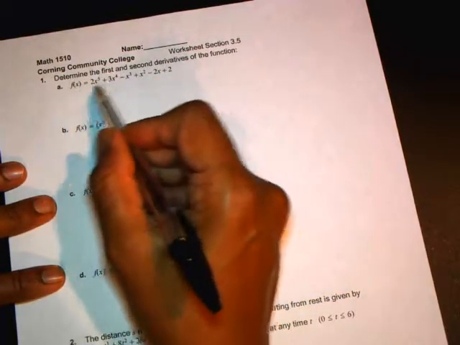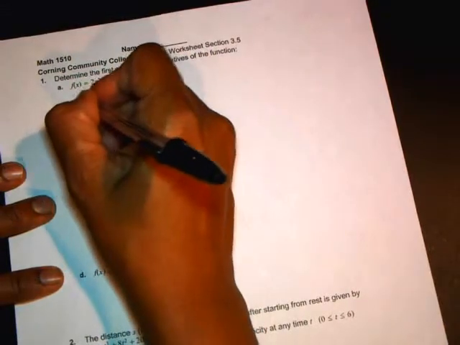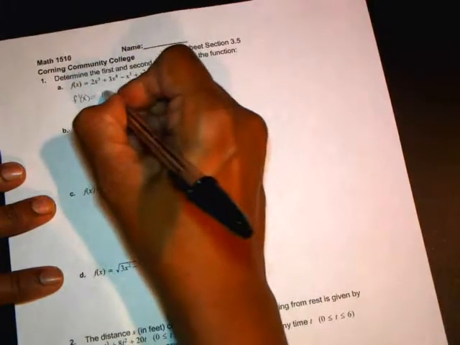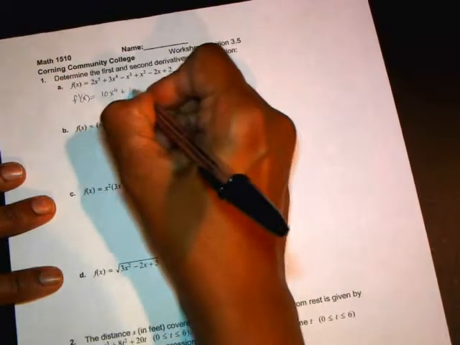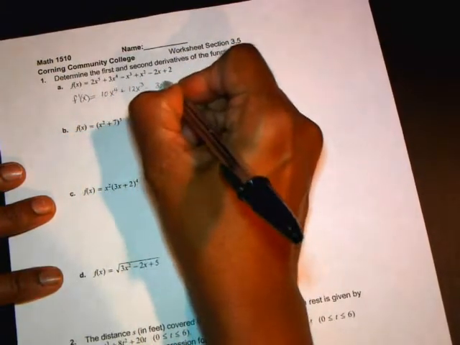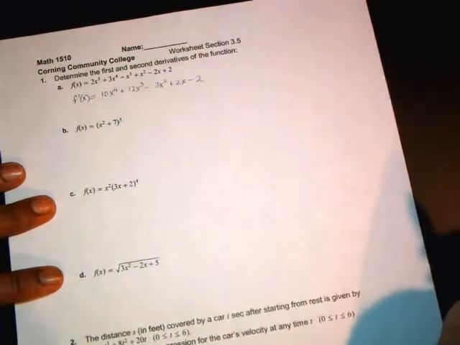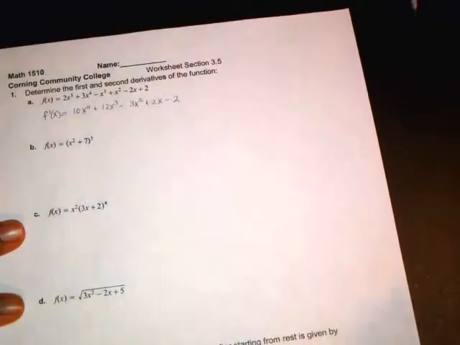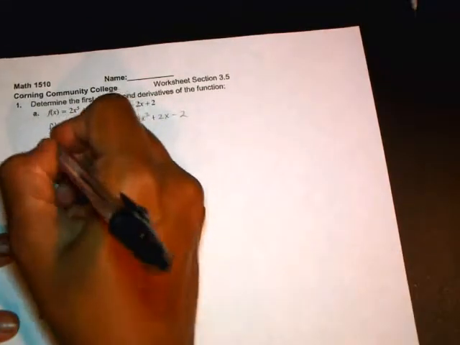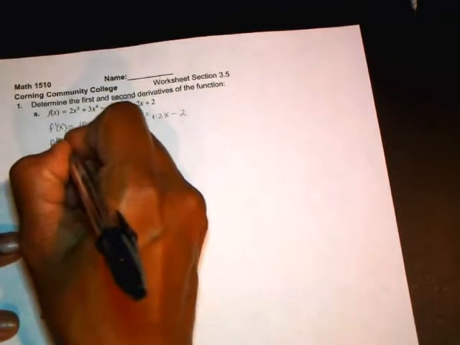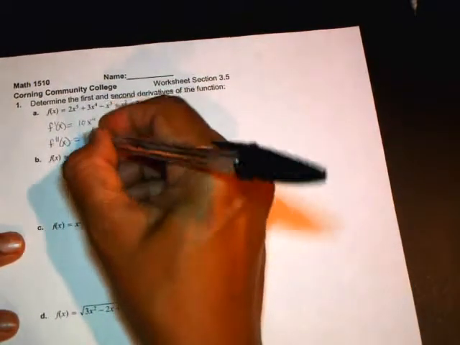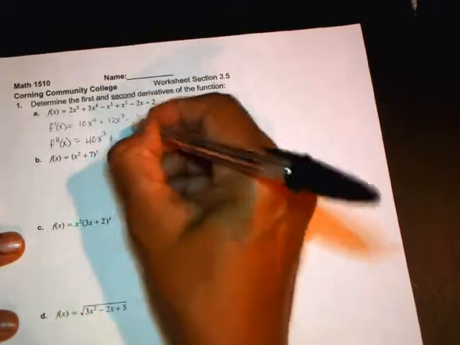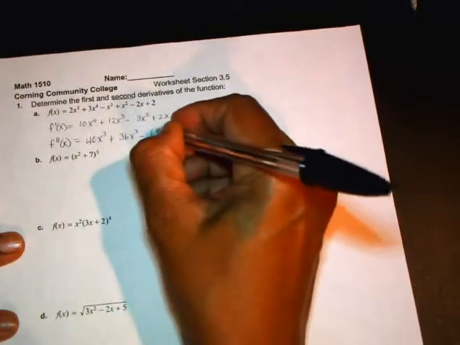This is the worksheet that should be on WebAssign. Determine the first and second derivatives of the function f of x, which is equal to all this. So f prime of x is, the 5 comes down, 10x to the 4th plus 12x to the 3rd minus 3x squared plus 2x minus 2. Hopefully you're able to do it as quickly as I just did. Just a little practice from the first part of this chapter. For the second derivative, make sure you use proper notation. F double prime of x, the 4 comes down, 40x to the 3rd, 3 comes down, 36x squared minus 6x plus 2.